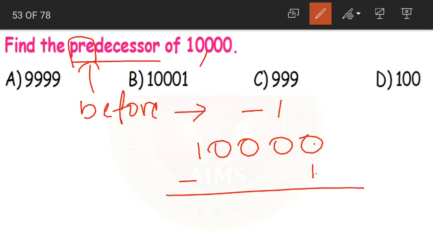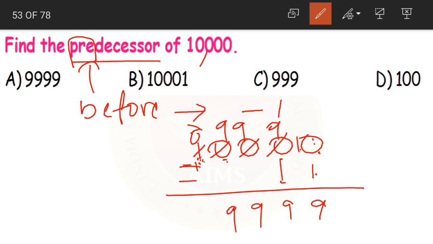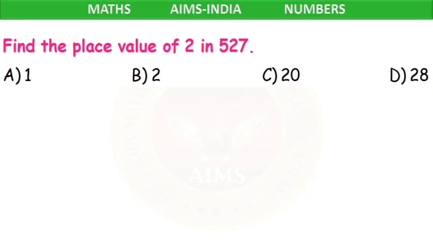When we are borrowing, first 0 becomes 10, the other zeros become 9, and the number after the zeros becomes minus 1. So 1 minus 1 is 0. Now 10 minus 1 is 9, then 9, 9 and 9. What is the answer? 9,999. That is option A. It is the predecessor of 10,000.